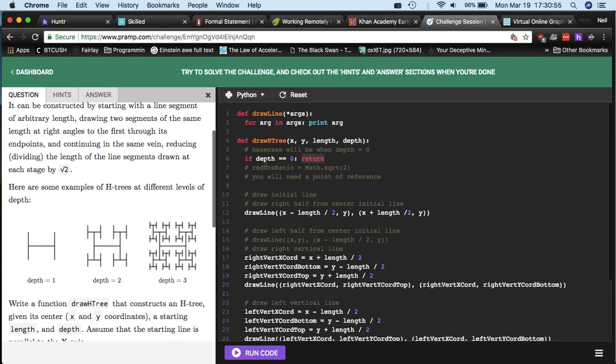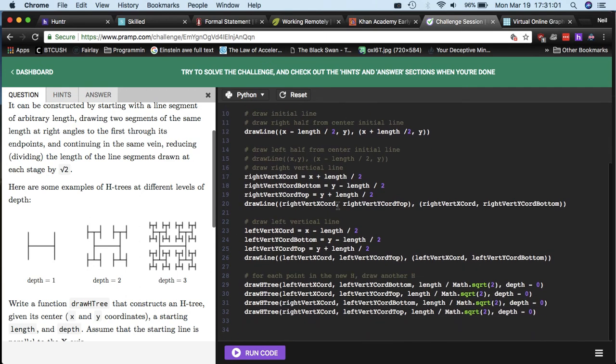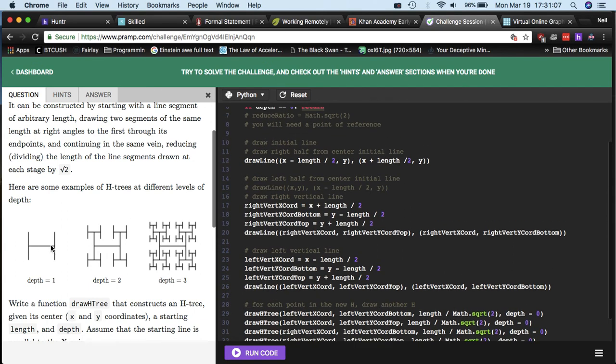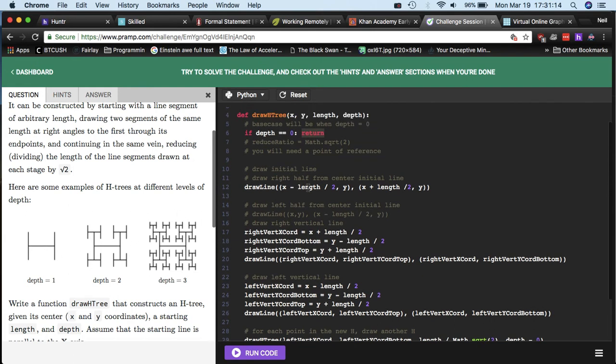You have a base case, so if depth equals 0, that means you're done, you just want to return. If not, then you want to start drawing out the lines. So the first thing we want to do is draw the horizontal line. And since this is the center point, we want to do half the length. We want to draw this part here.